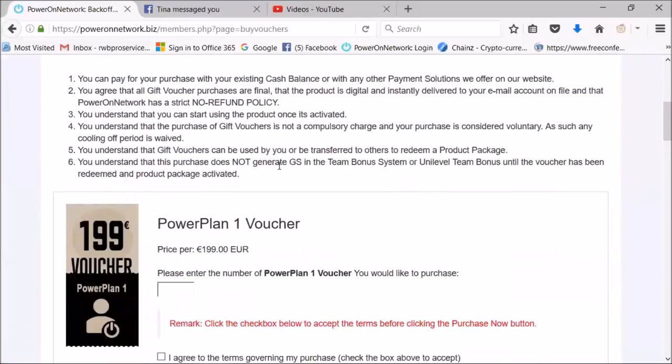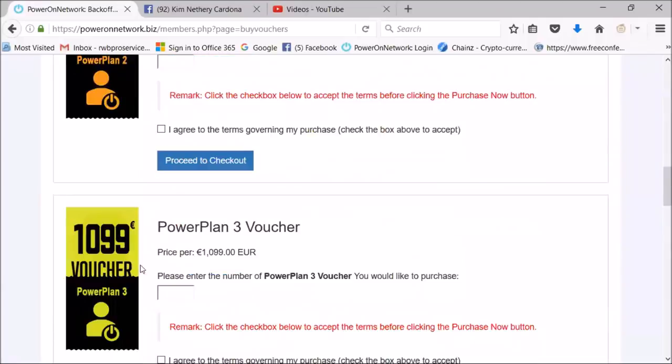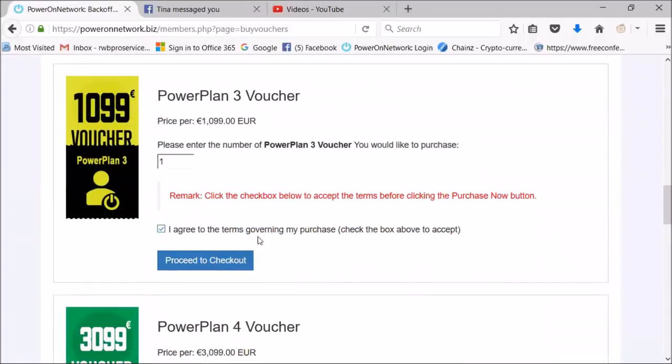You're going to come down here and you're going to pick your voucher, okay? There's different vouchers. You pick the one that you want. Let's say a Power Plan 3. You put in the number 1 because you're saying, I want one Power Plan 3 voucher. You click I agree to terms, proceed to checkout.